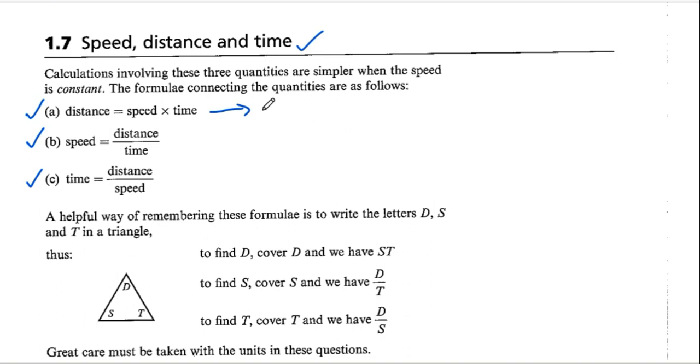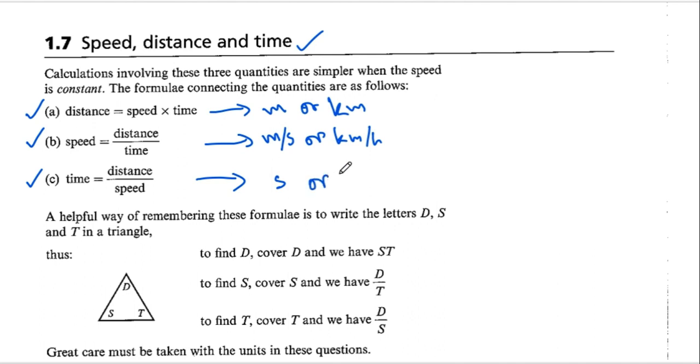Units of distance are meter or kilometer. When you're using meter, the unit of speed would be meter per second, and when you're using kilometer, it would be kilometer per hour. And the units for time are second or hour.